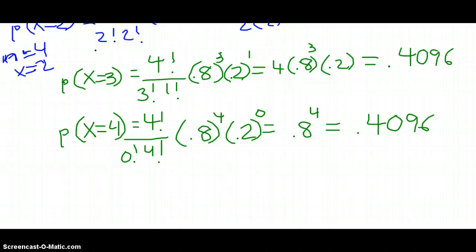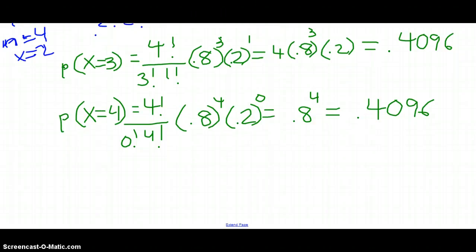And then there's only one way of selecting 4 successes out of 4: 0.8 probability of success to the 4th power, times 0.2 to the 0. So 0.8 times 0.8 times 0.8 times 0.8, all of them are successful. That's 0.4096. So let's recap this.